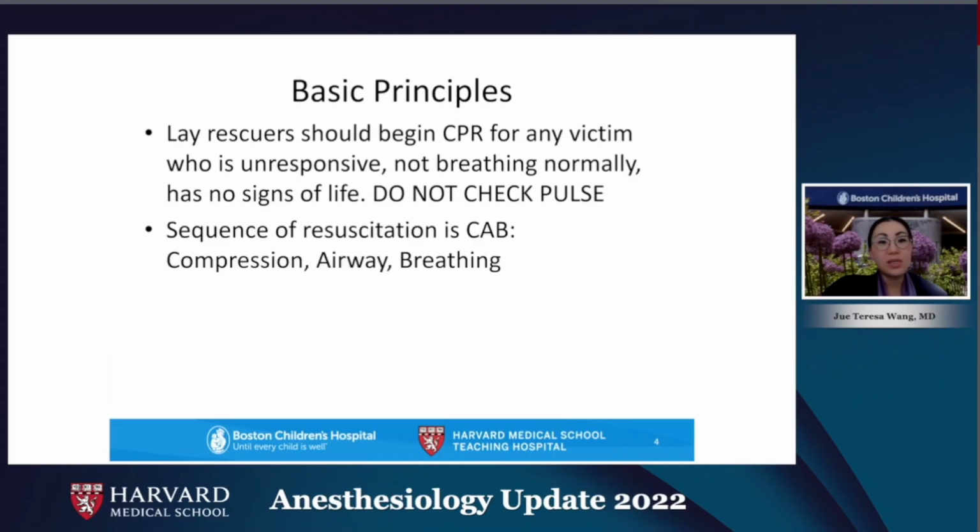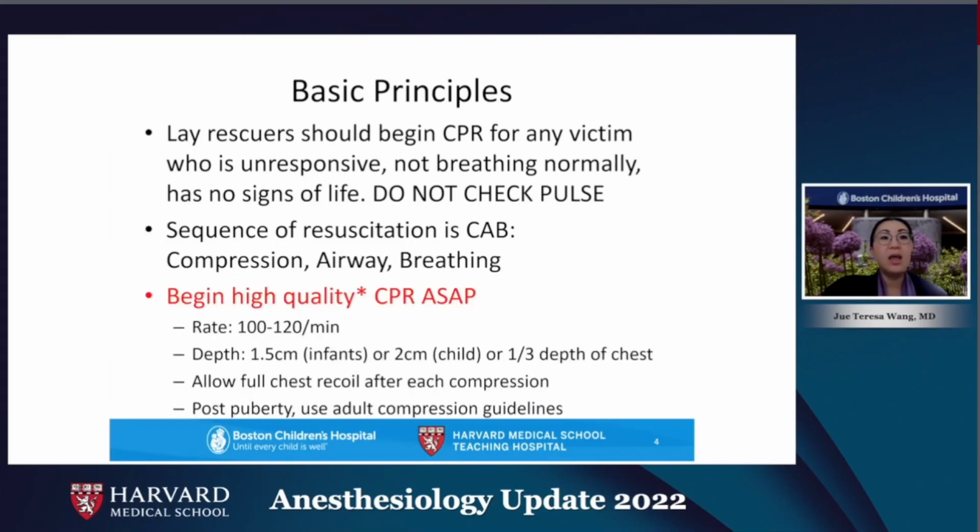The sequence of resuscitation is still CAB, which means compression, airway, and breathing. This is the same for both adult as well as pediatric resuscitation. And the mainstay of resuscitation obviously is still high quality CPR, and to initiate it as soon as possible. The main components of high quality CPR are as follows. 1, adequate chest compression depth.